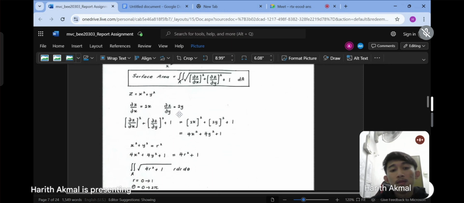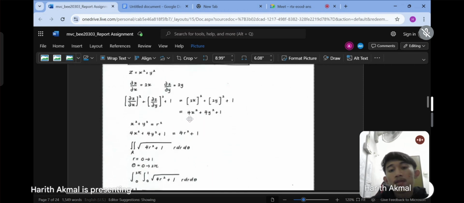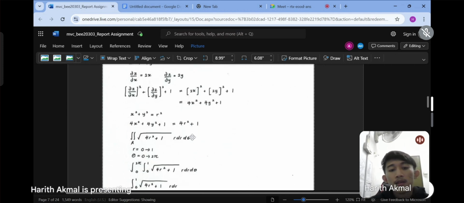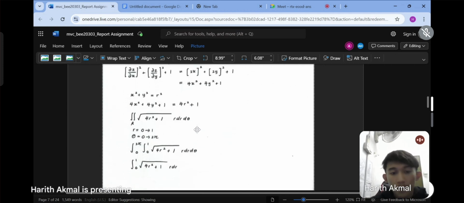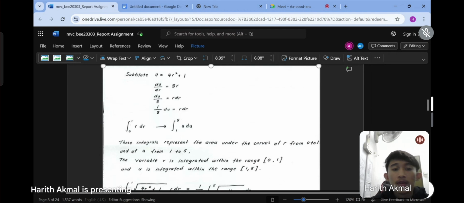We substitute into the equation, and we get the square root of 4x squared plus 4y squared plus 1. We factorize 4x squared plus 4y squared as 4r squared, so the new expression is 4r squared plus 1. We substitute this into the integration of r dr d theta. Then we let u equal 4r squared plus 1, so we get du equal to 8r dr.